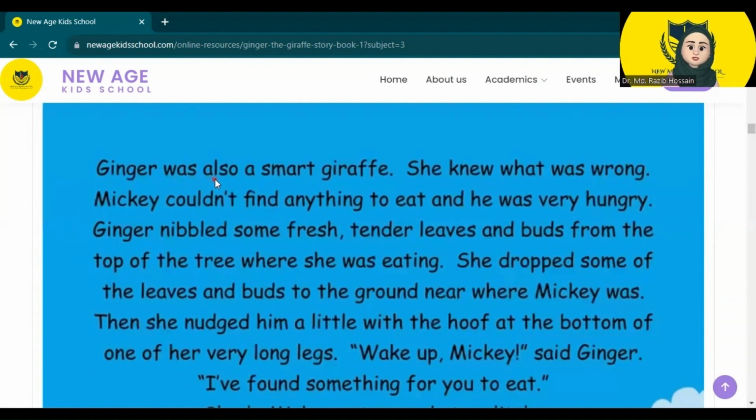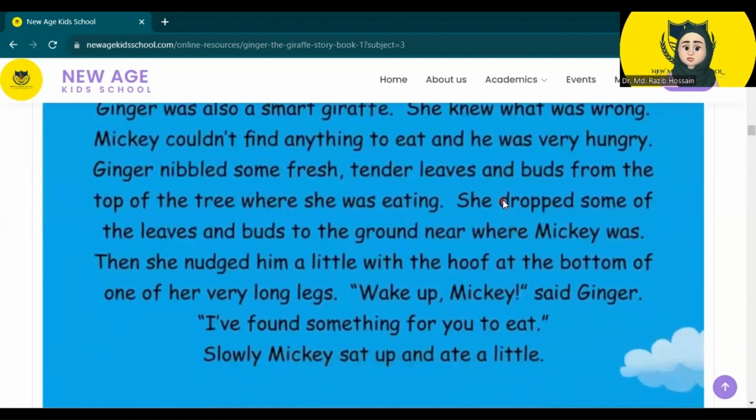Now let's go to page number 3. Ginger was also a smart giraffe. She knew what was wrong. Mickey couldn't find anything to eat and he was very hungry. Ginger nibbled some fresh, tender leaves and buds from the top of the tree where she was eating. She dropped some of the leaves and buds to the ground near where Mickey was.